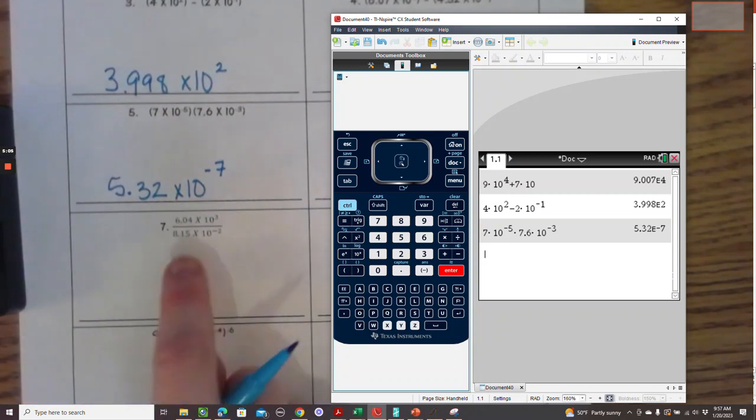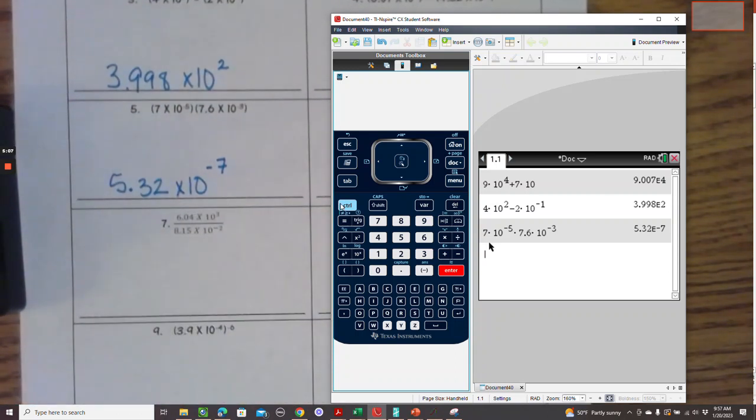Let's do the same thing. This time we've got a fraction though. So control division makes you the fraction. And then again, same rules though, type it in just like you see it. So times 10 to the third. And then 8.15 times 10 to the -2. Hit enter and tell me what the numbers in front of the E are.